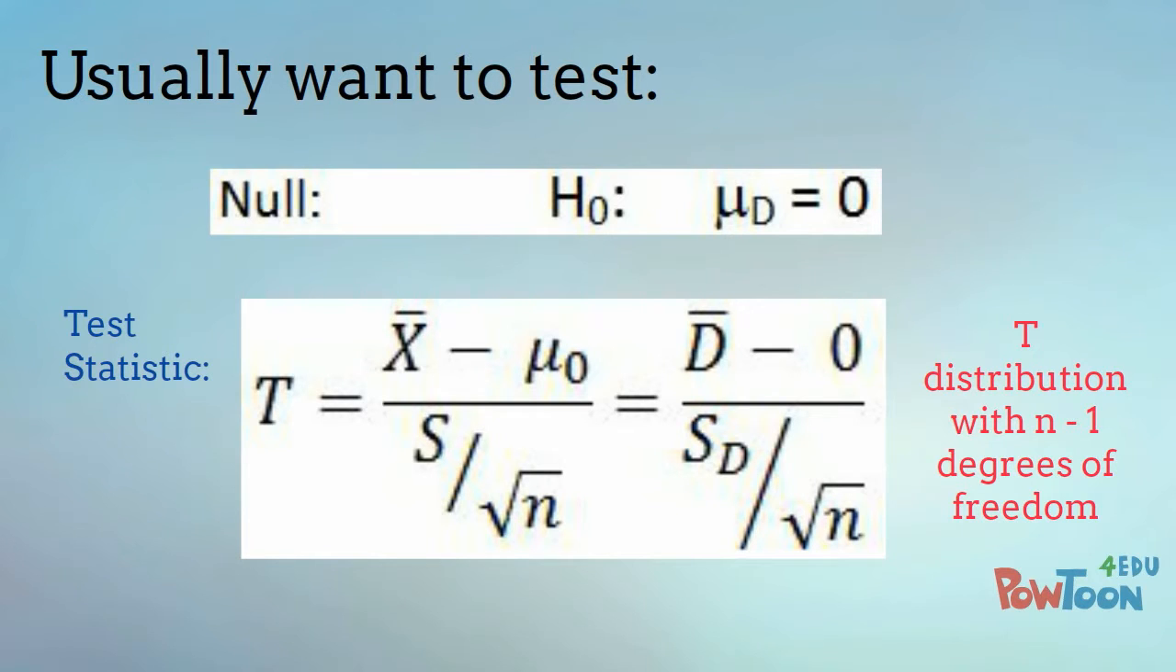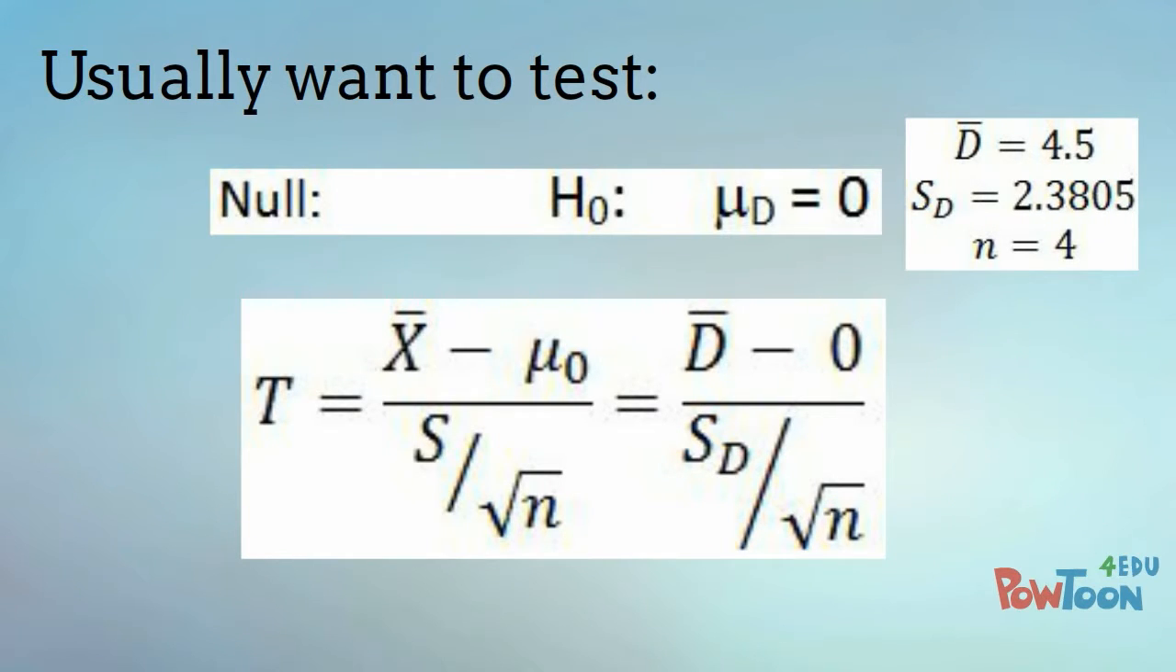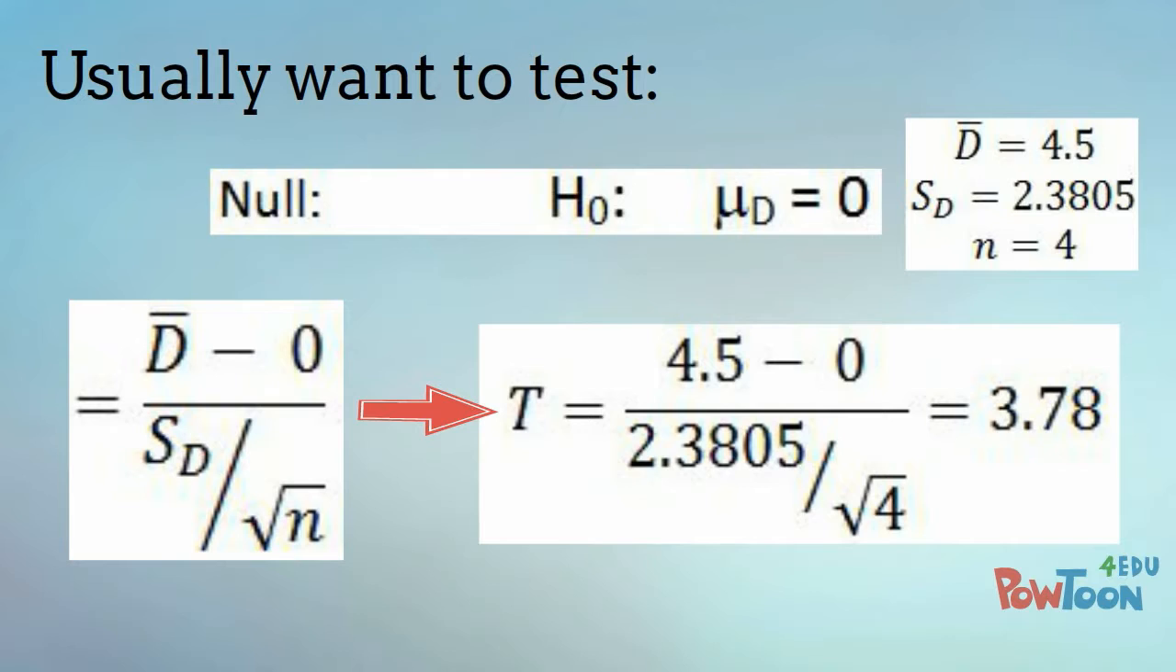In our example, we have d bar equals 4.5, s sub d equals 2.3805, and n equals 4. So our test statistic t equals 4.5 minus 0 divided by 2.3805 over the square root of 4. This turns out to be about 3.78.